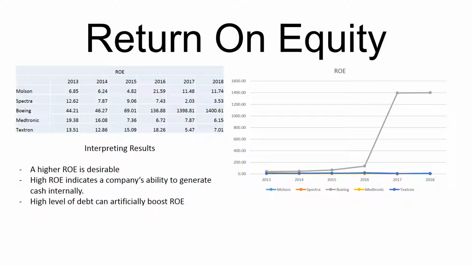Also, debt is known to boost ROE. So pretty much the reason the ROE is so high is because they borrowed so much money that they produced so much revenue and sales, and that's why their ROE skyrocketed.